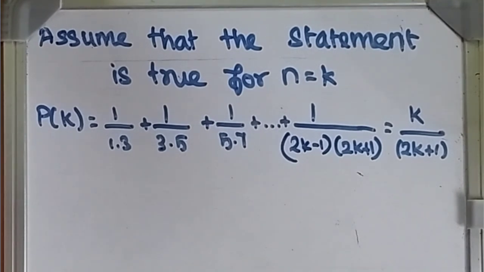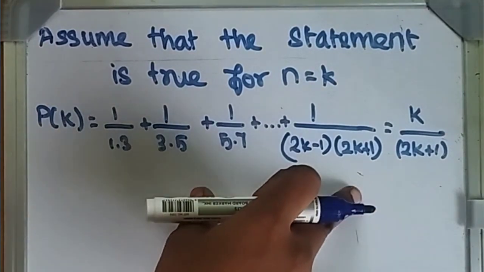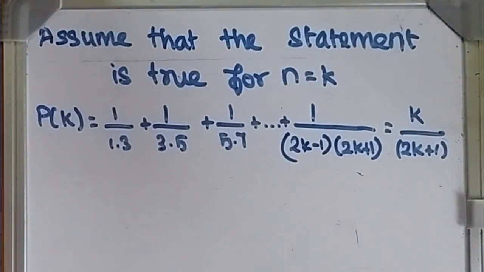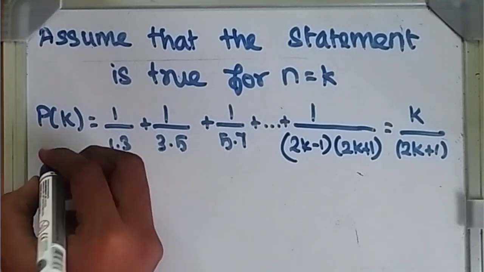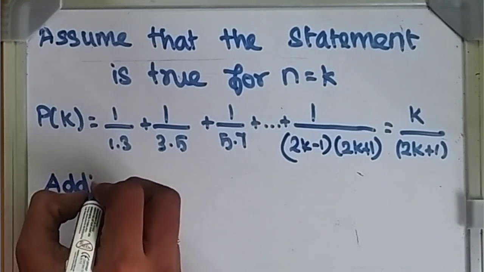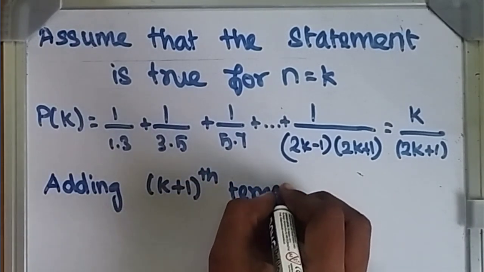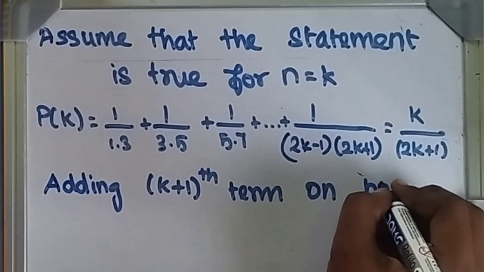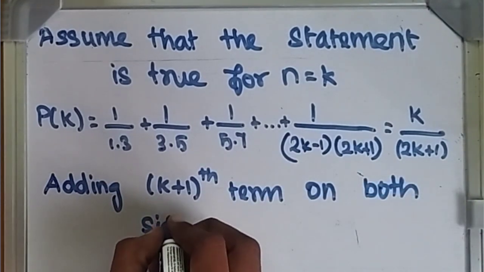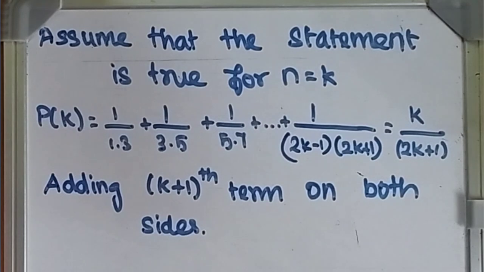We are going to check whether this given equation behaves in the same manner when we do it for the k plus 1th term. So to check this, I am adding the k plus 1th term on both sides. We decided that we have to add the k plus 1th term on both sides, and we have to check whether the given equation behaves in the same manner or not.